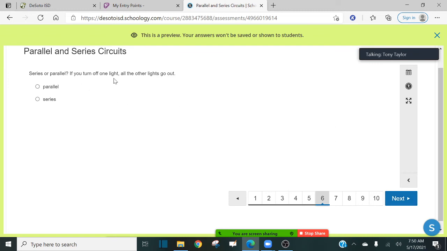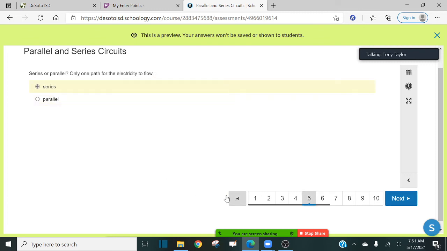If you turn off one light, all the other lights go out. Okay, so we know what this is, guys. And again, like I said, guys, even though your questions may be out of order, just go ahead. Hopefully, I'm giving you guys enough time to go to the right question. So this here is series. Okay, everybody good? Everybody keeping up?